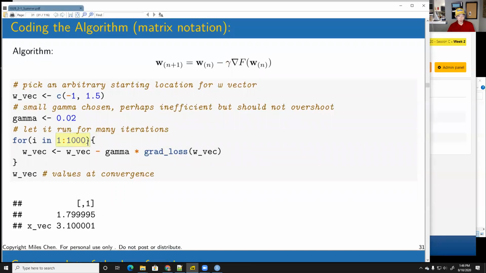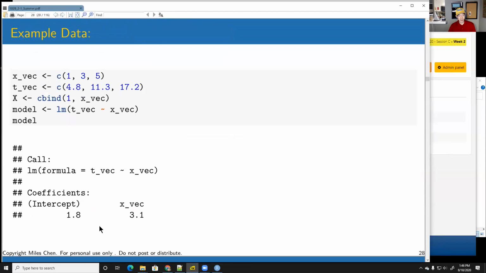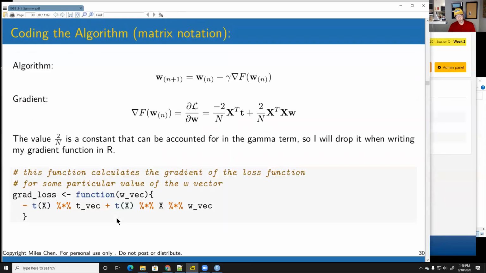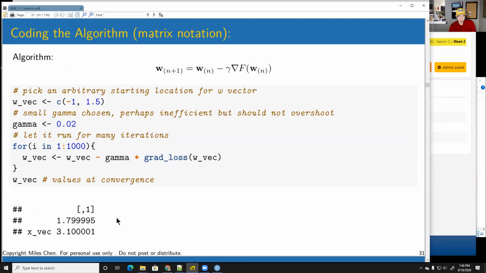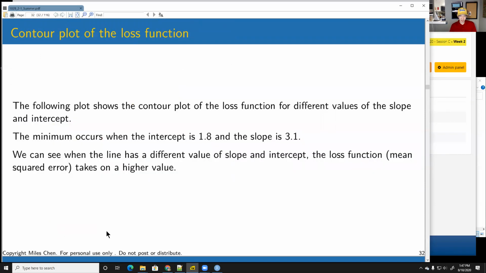And so I let this run 1,000 iterations, and after 1,000 iterations, this is the intercept and slope that it figures out. 1.79995 and 3.1001, which is close to the answers that LM finds at 1.8 and 3.1, okay? Now this was a lot more work, okay? But this illustrates that we can get the right answer by doing gradient descent. Okay, so we get, you know, basically 1.8 and 3.1, just a little bit off. Okay, and I kind of want to show you what this looks like.